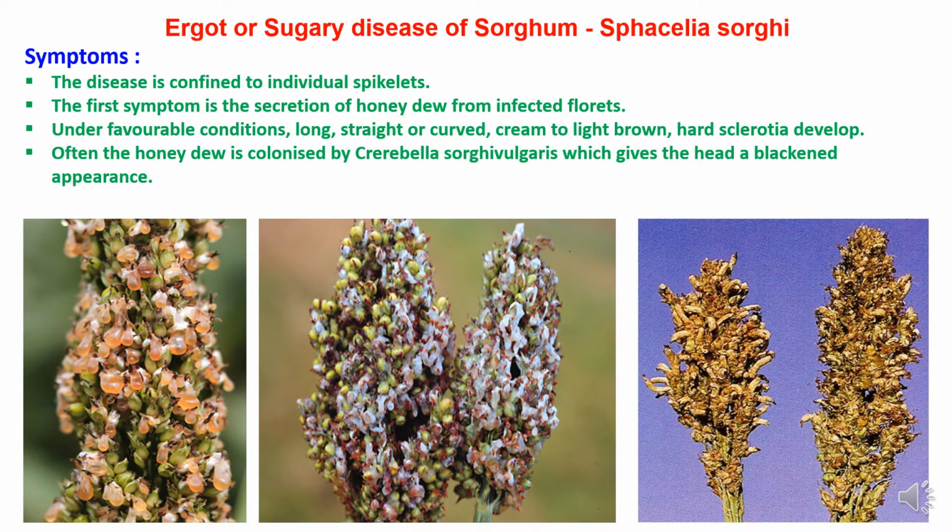Ergot or sugary disease of sorghum, which is caused by the fungus Claviceps sorghi. Now symptoms: the disease is confined to individual spikelets. The first symptom is the secretion of honeydew from infected florets. Under favorable conditions, long, straight or curved, cream to light brown, hard sclerotia develop. Often the honeydew is colonized by Cerebella sorghi-vulgaris, which gives the head a blackened appearance.